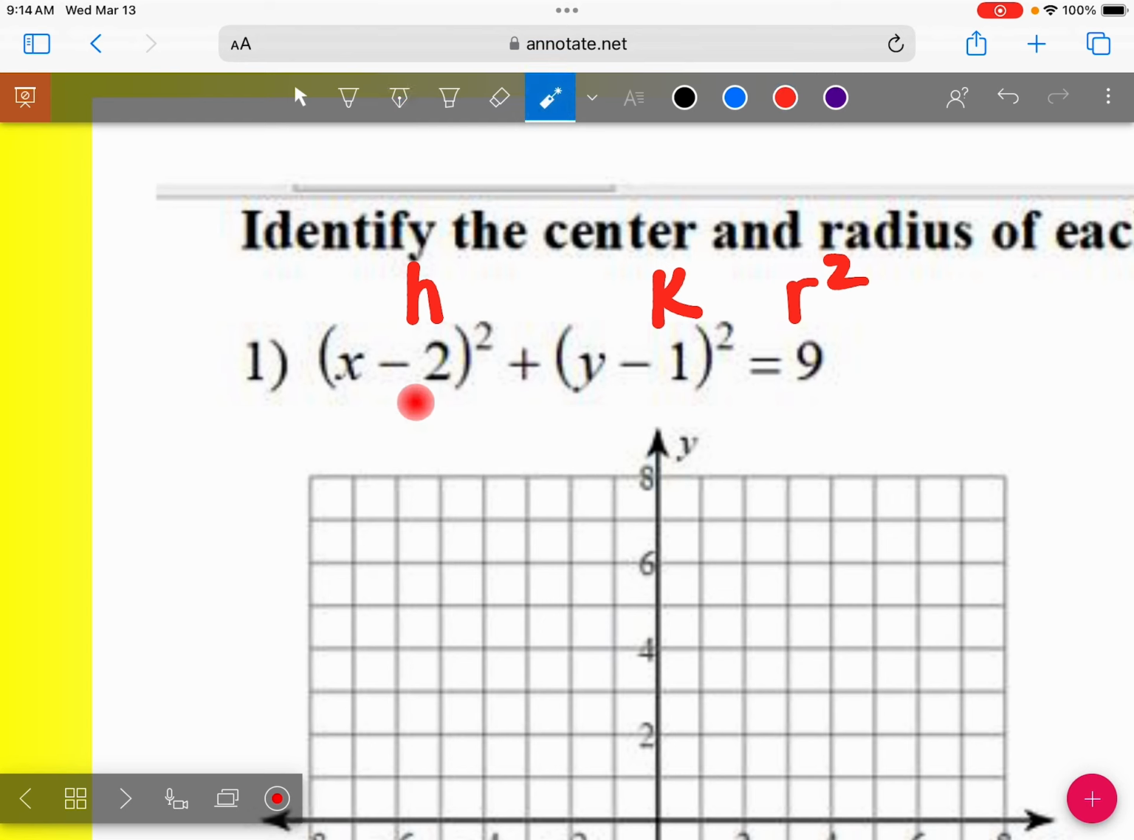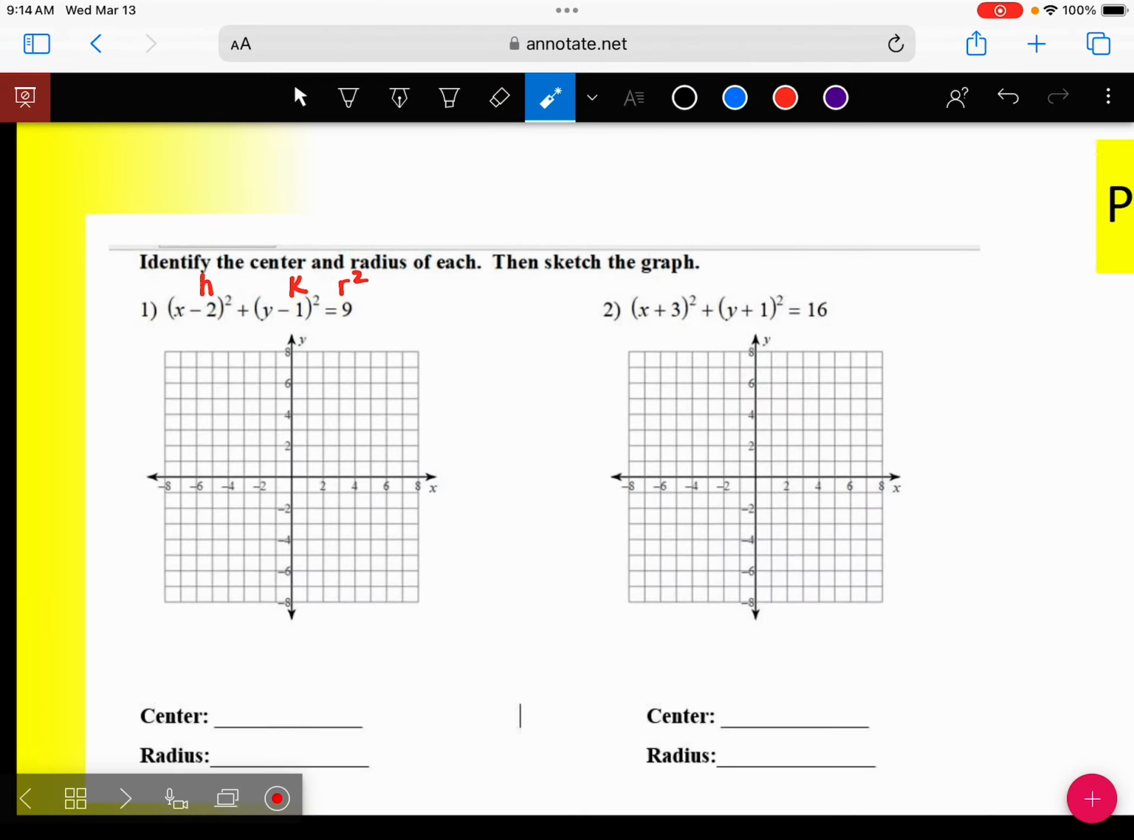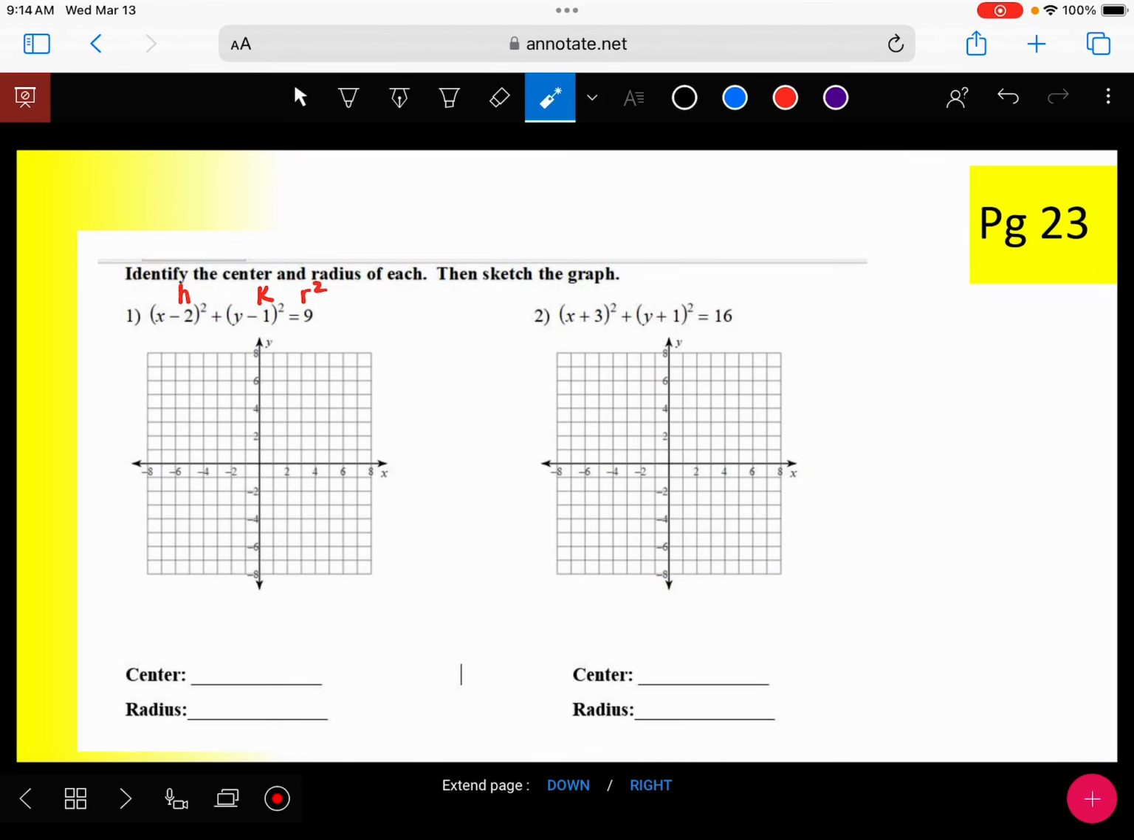So H is always the opposite of what you see. So you all see how it says a -2? But H is the opposite of -2. What's the opposite of -2? +2. And what's the opposite of -1? So we have a center. Where it says center, I want you to write that it's 2, 1. That's my center. My center is at 2, 1.